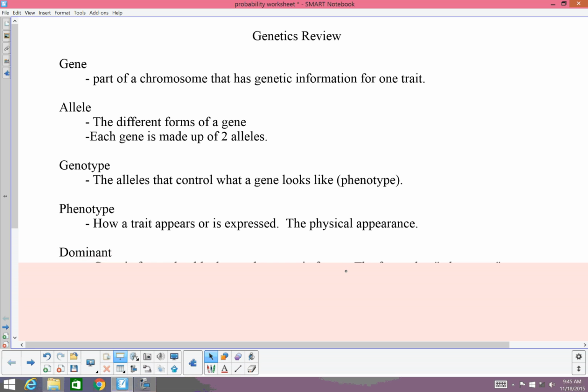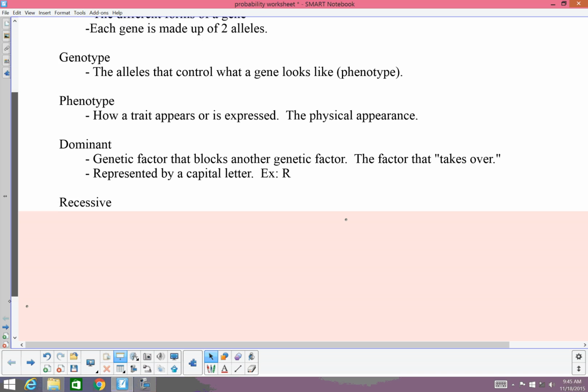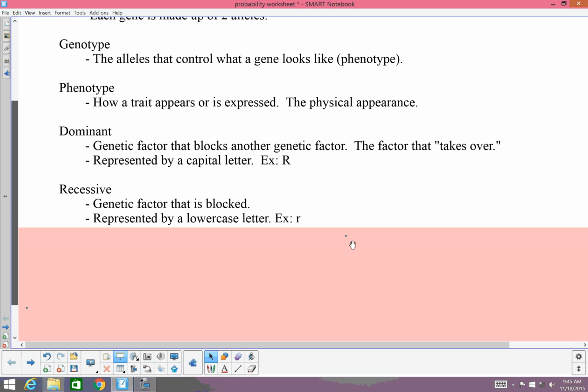Okay, let's keep it moving. Dominant is a genetic factor that blocks another genetic factor, or the factor that takes over. And we use a capital letter to represent a dominant gene or dominant factor. So for example, here I put down a capital R. Recessive refers to the genetic factor that is blocked, and we use a lowercase letter to represent a recessive factor.